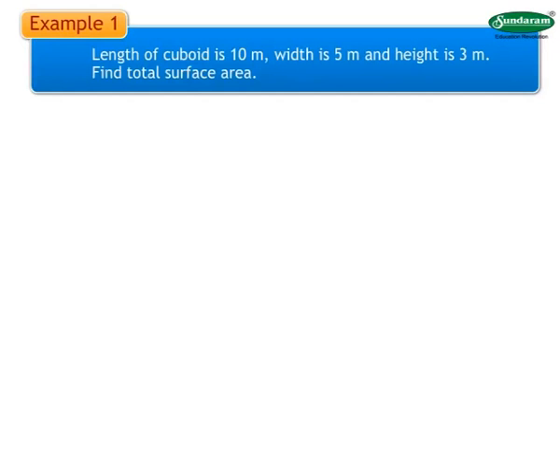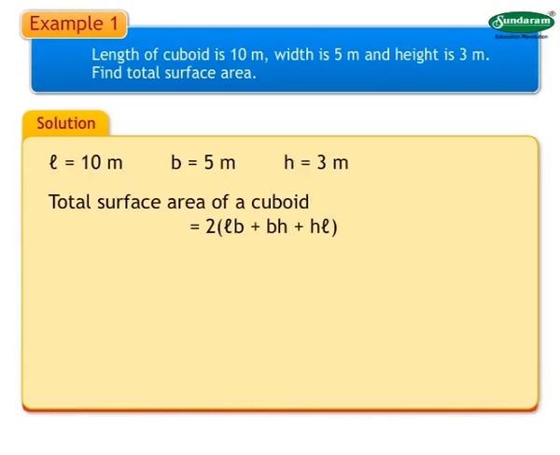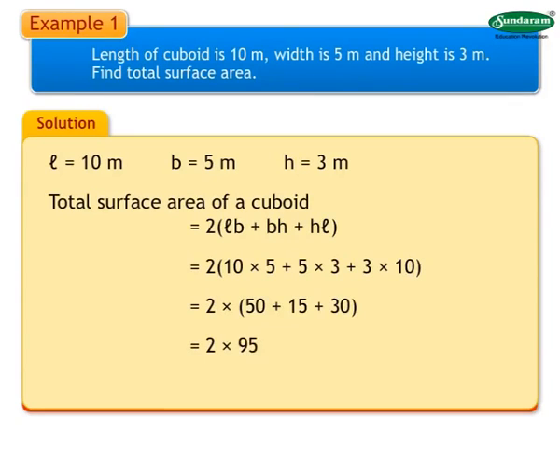Example 1. Length of cuboid is 10 meters, width is 5 meters and height is 3 meters. Find total surface area. Solution. Length is 10 meters, breadth is 5 meters, height is 3 meters. Total surface area of a cuboid is 2 into length into breadth plus breadth into height plus height into length. This is equal to 2 into 10 into 5 plus 5 into 3 plus 3 into 10, which is equal to 2 into 50 plus 15 plus 30, which is equal to 2 into 95, which is equal to 190 square meters.